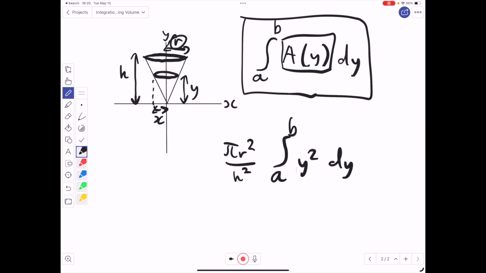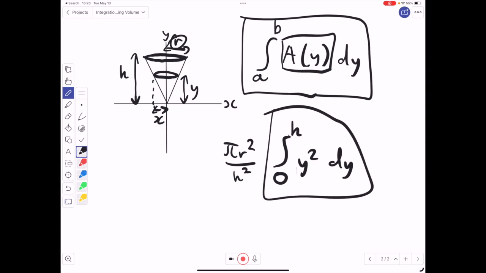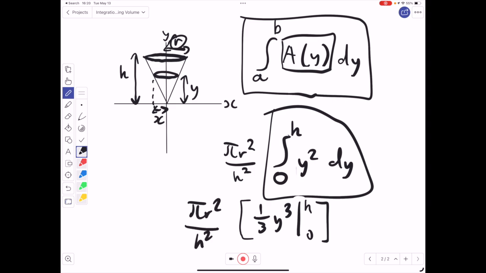Now, what are the values for a and b? Well, a is just the very bottom of the cone, so it's 0, all the way up to h, the height. Now we can easily solve this entire integral. We take the antiderivative of y squared, which gives us 1/3 of y cubed. And then we quote this. But remember, we need the upper and lower limits. And then of course at the front is pi r squared over h squared.